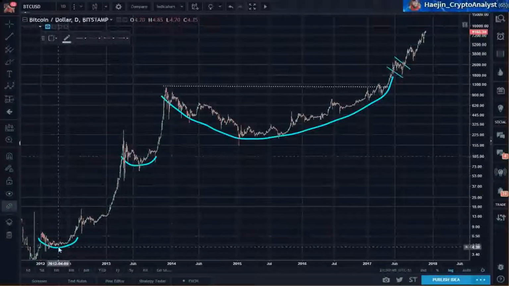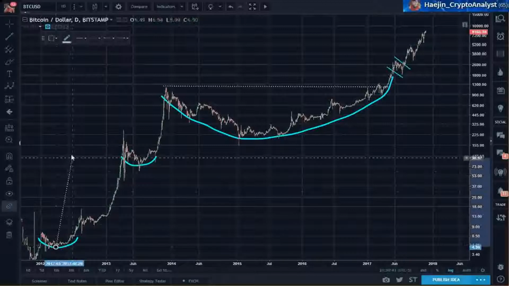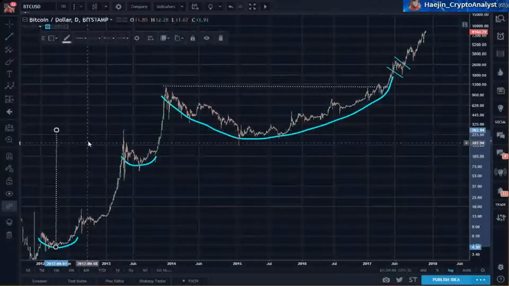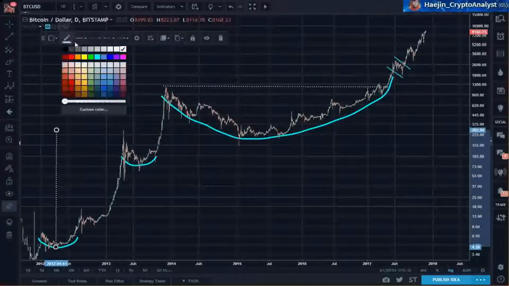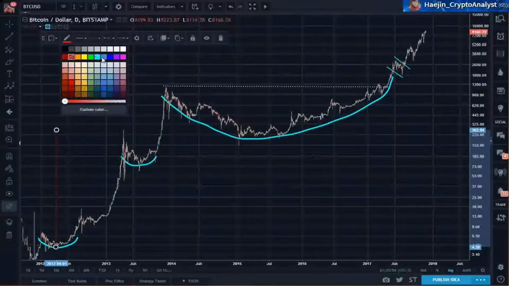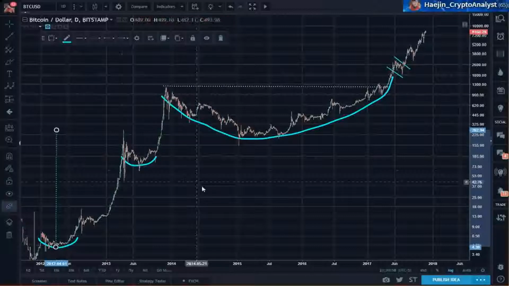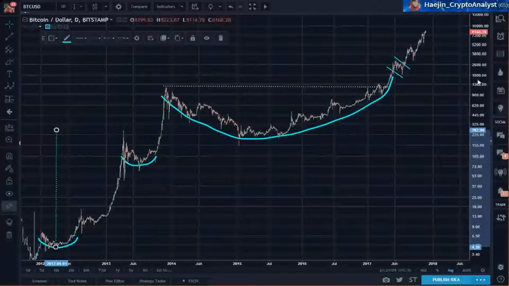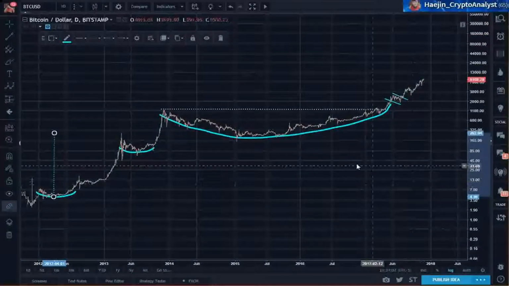Now I'm going to draw a line from the very bottom of this to where the vertical move stopped. Then I'm going to copy this. Now I'm going to shrink everything down.